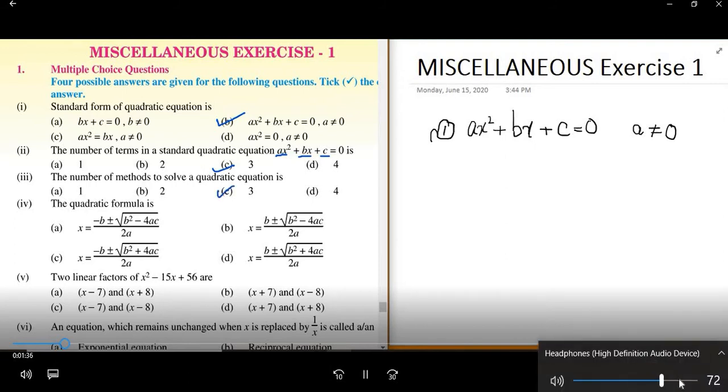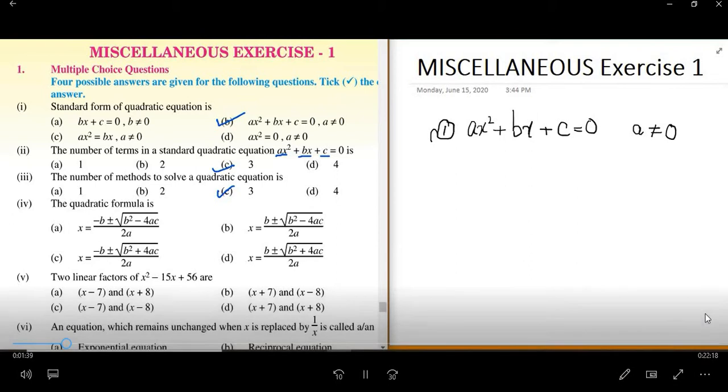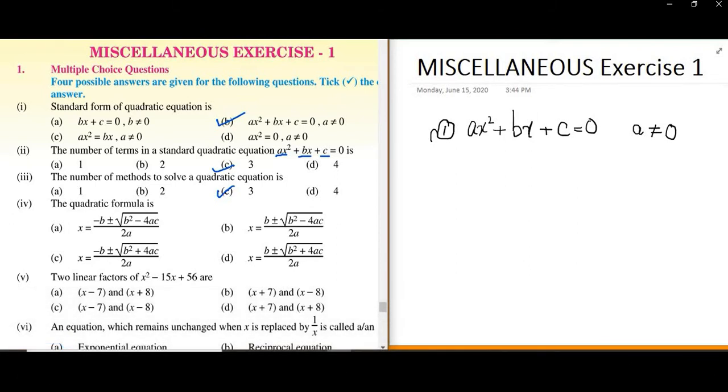The quadratic formula is, we also derived this formula which is on page number, I think 5, and the topic is 1.3. Okay, you can review that topic. That formula is x equals to minus b plus minus square root b square minus 4ac divided by 2a, which is this. Two linear factors of r. This is a quadratic equation.